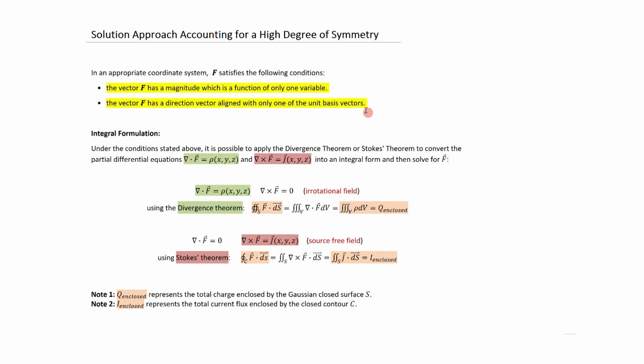So if we're dealing with cylindrical coordinates, we have the radial component, the theta component, and the z component. So the basis vectors would be either r hat, theta hat, or z hat. That's essentially what we're talking about with basis vectors. All right, so we're going to be using the integral formulation to solve this type of problem.